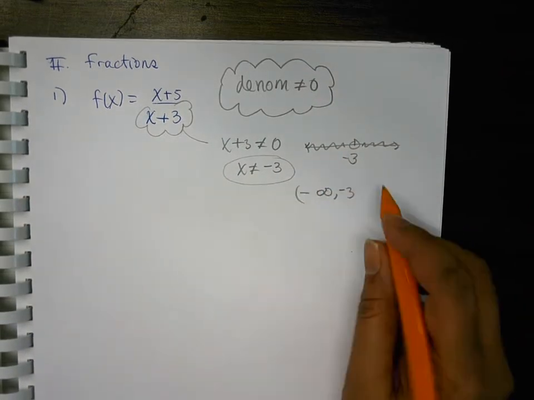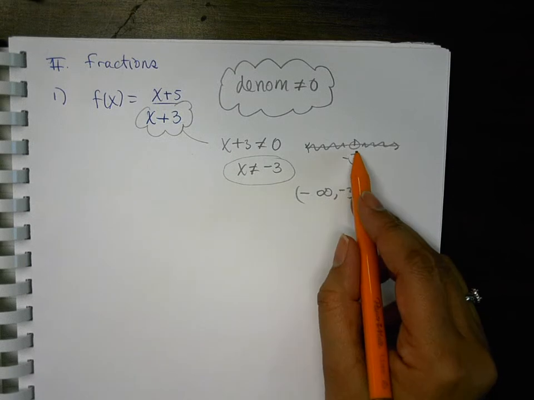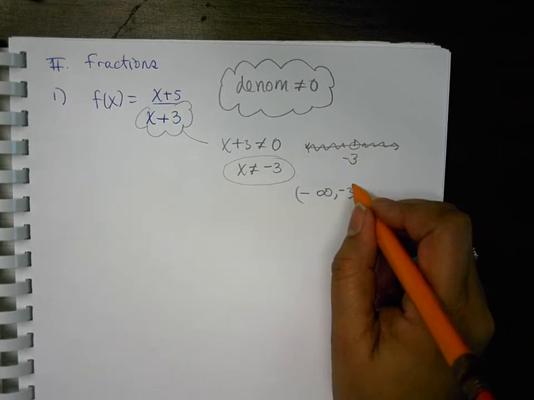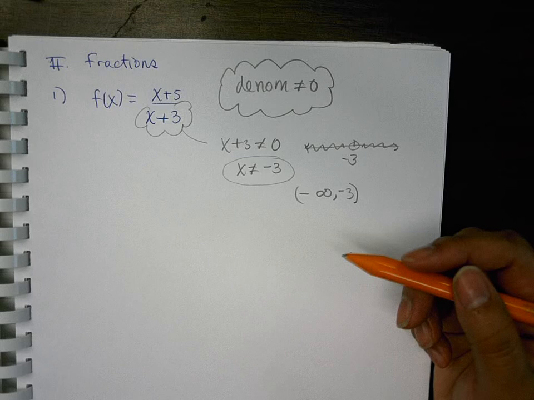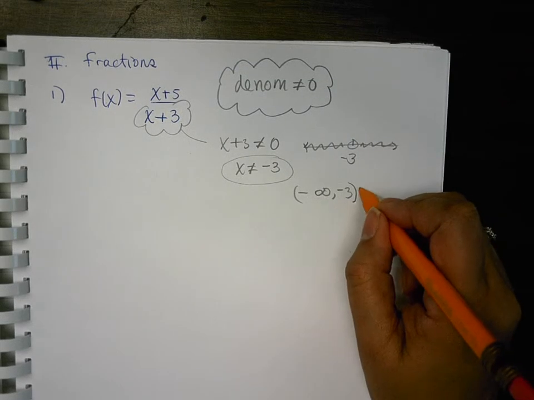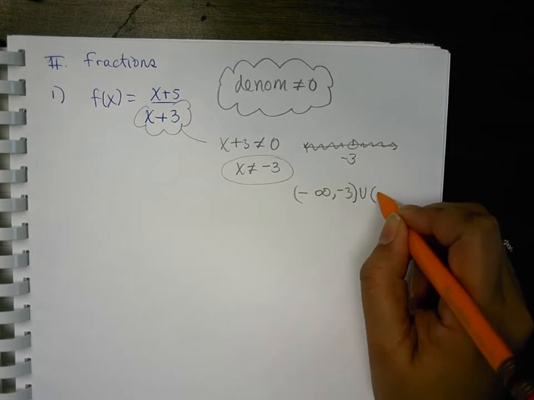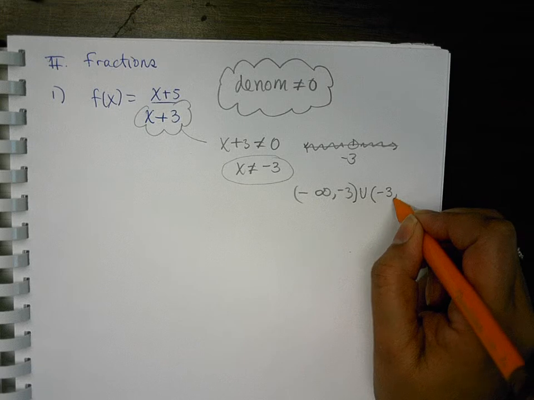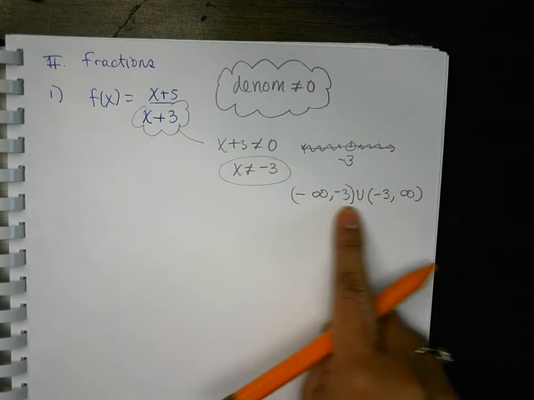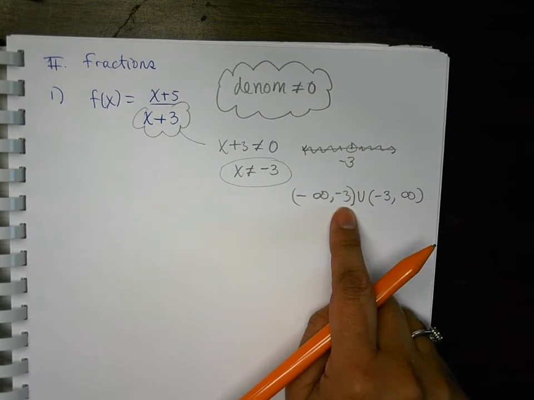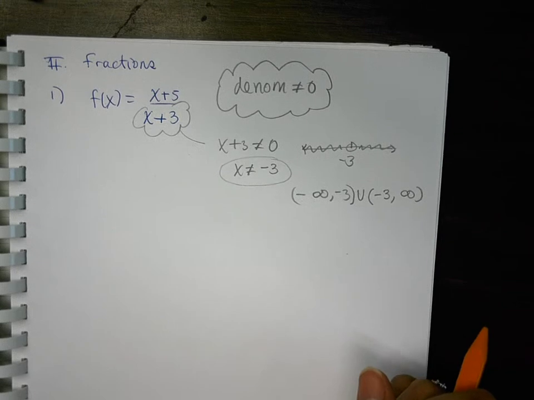Negative infinity to negative 3. And what do I put on the negative 3? It's an open parenthesis because it cannot equal negative 3. Otherwise, I wouldn't need this union piece. Union what? Good job. So this is saying everything except for negative 3. Got it?